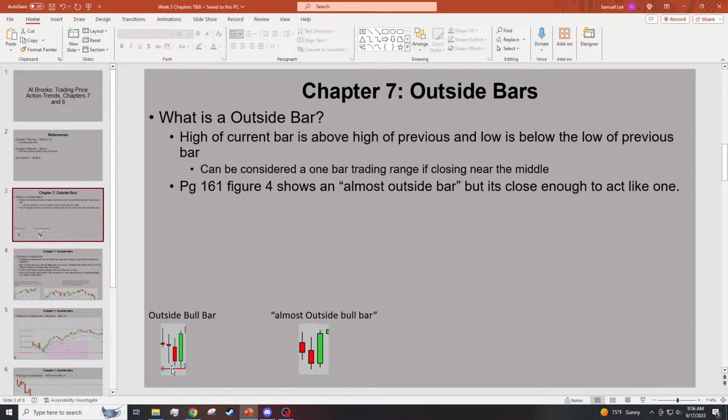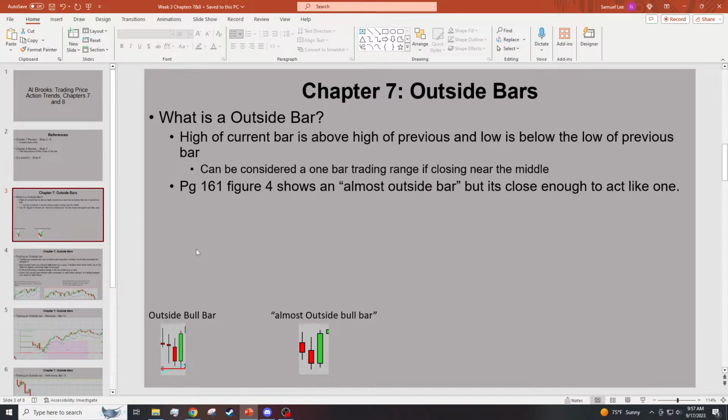So if you look at this picture, this outside bull bar went below the previous bar, and the high is above the previous bar. So that is an outside bull bar. And a lot of times, depending on the context, outside bars normally show up in trading ranges, and you don't actually want to do anything besides fade outside bars in trading ranges. We'll get into that in a little bit.